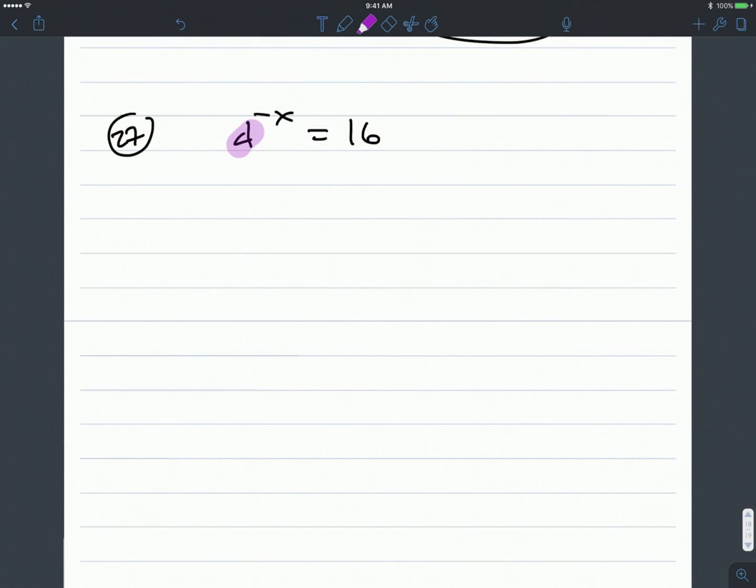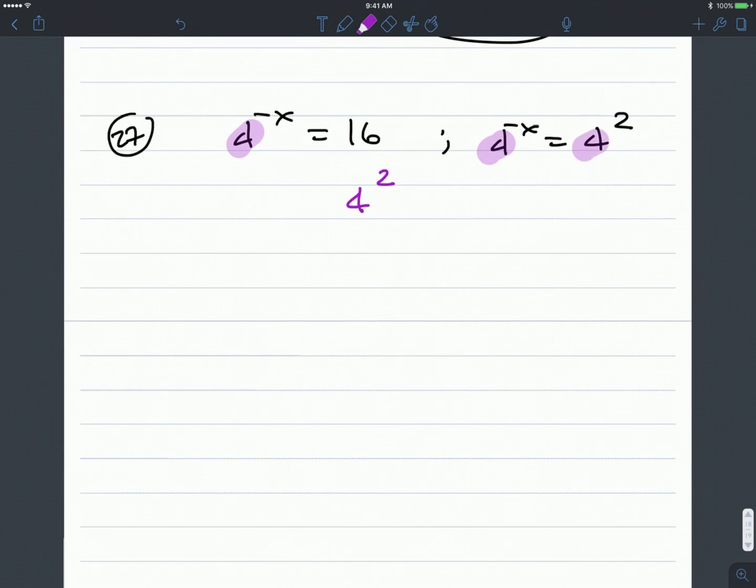My base here is 4. Can I write 16 here as 4 to a power? Yes. What's the power? 2. Okay. Here's what I'm going to say: 4 to the minus x is 4 what? Squared. So far, so good? Okay.